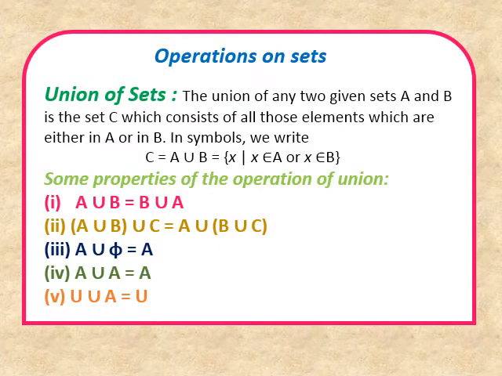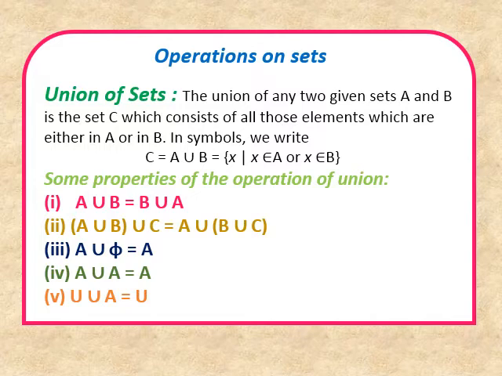So next we have operations on sets. Like mathematical operations, addition, subtraction between numbers, same we have operations on sets. So let's begin with union of sets. Now the union of two sets A and B is another set C, which consists of all the elements which are present in A or B. That is, set C will be equal to A union B, which is equal to {x such that x belongs to A or x belongs to B}.